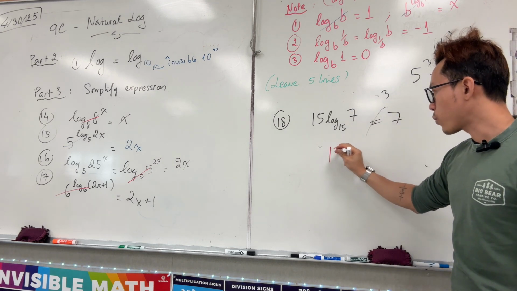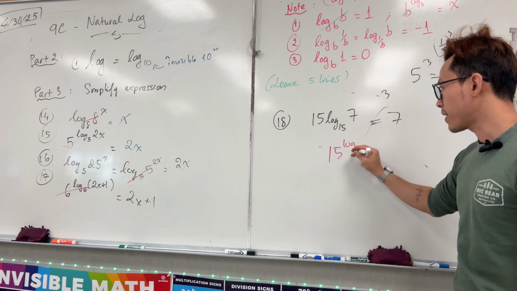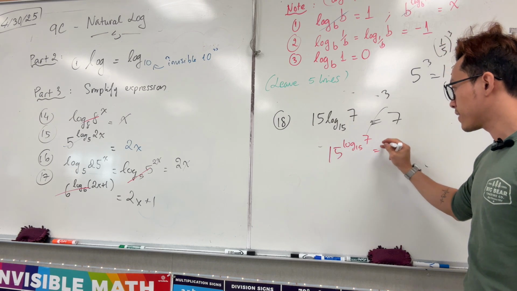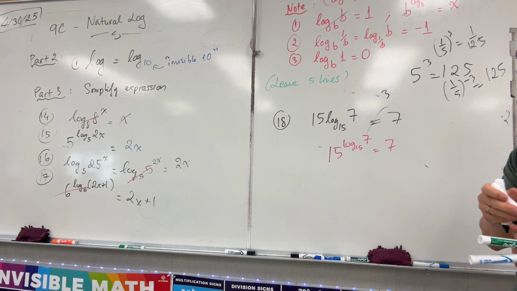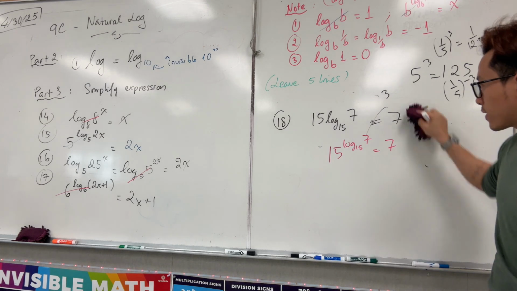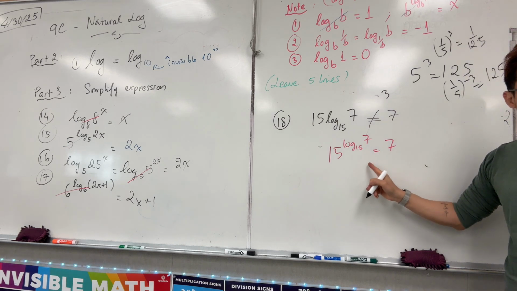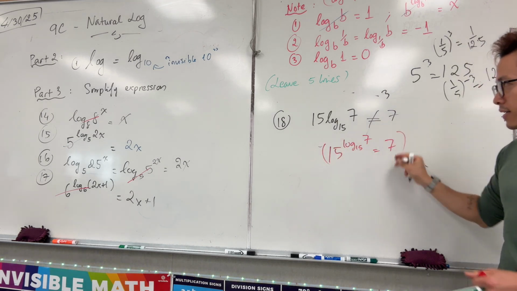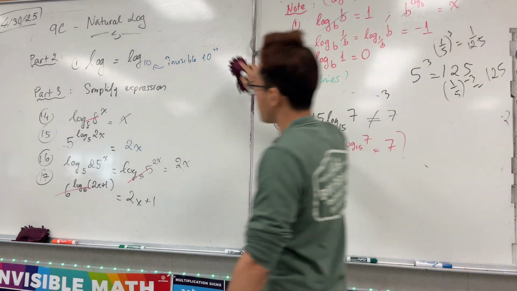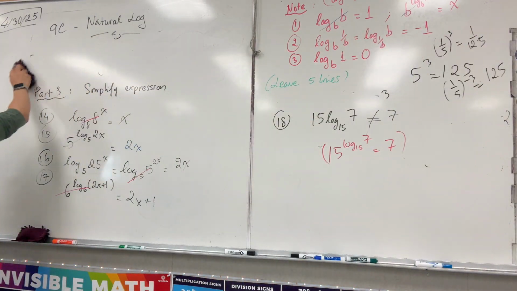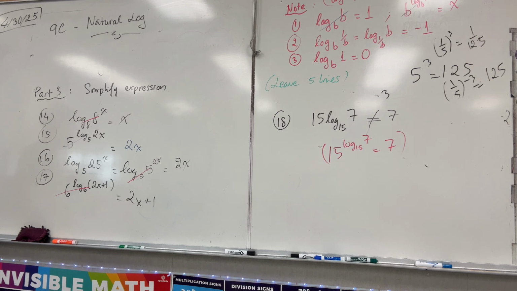Only 7 when the log is the power. Only this one is 7, but this one is multiplication. So you need to use the calculator. But they're not equal to 7. They're not equal to 7. Only this equals 7. So be careful here. I put it as a trap. Just put it on the calculator.